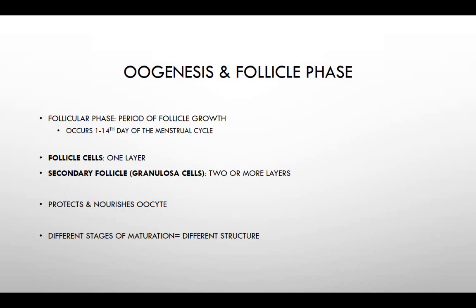It occurs on the 1st to 14th day of the menstrual cycle, so it begins right away after you have your menstruation, in the very first part of the menstrual cycle, and then it's done after about the 14th day. Okay, it's gotten to a mature phase, so we'll look at this in just a second here. Follicle cells have one layer, where a secondary follicle has 2 or more layers. So the more layers they have, the better. It's going to help protect and nourish the oocyte.